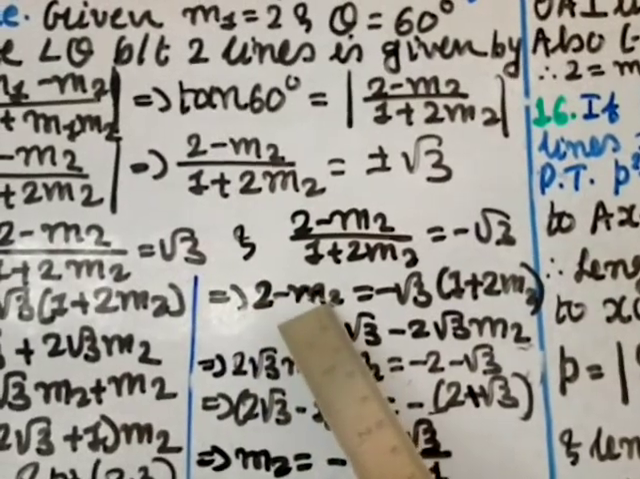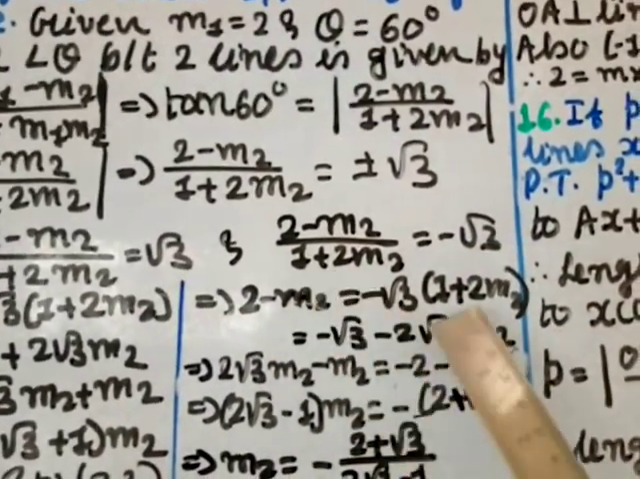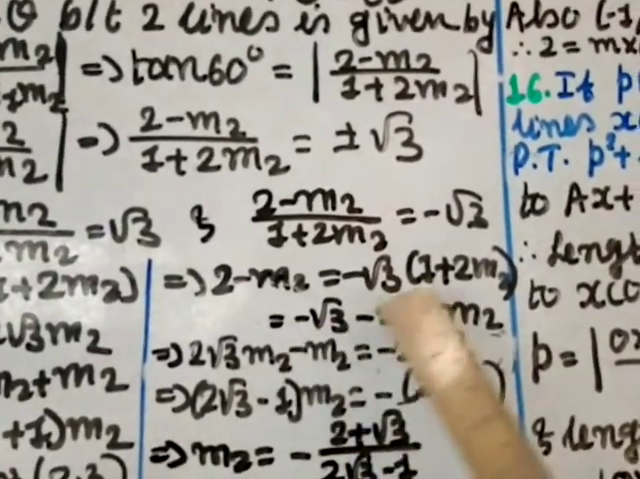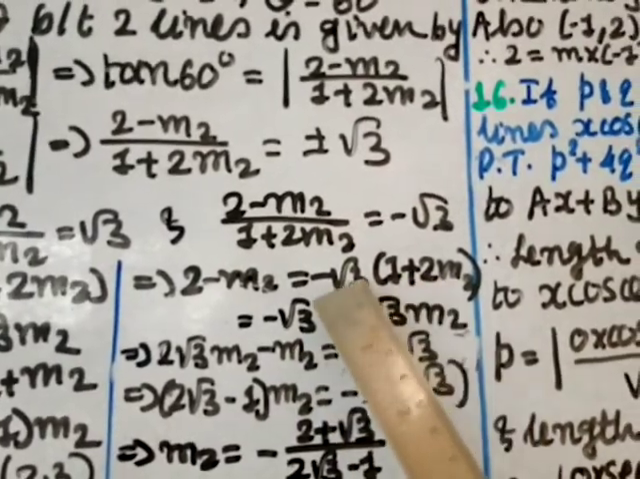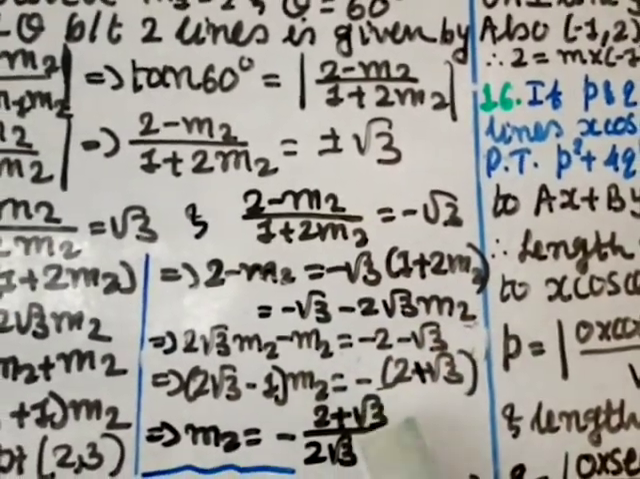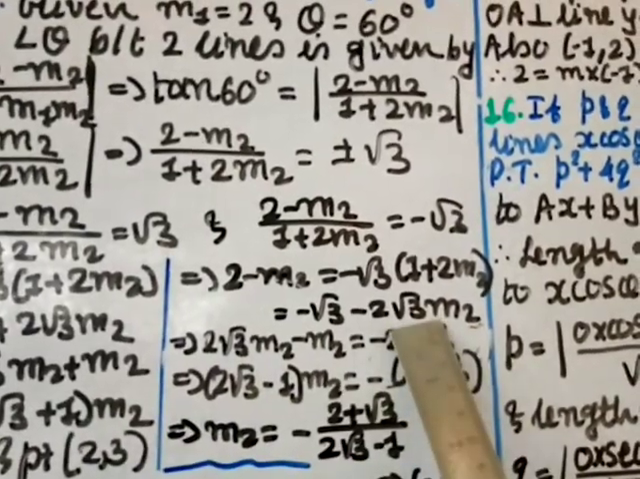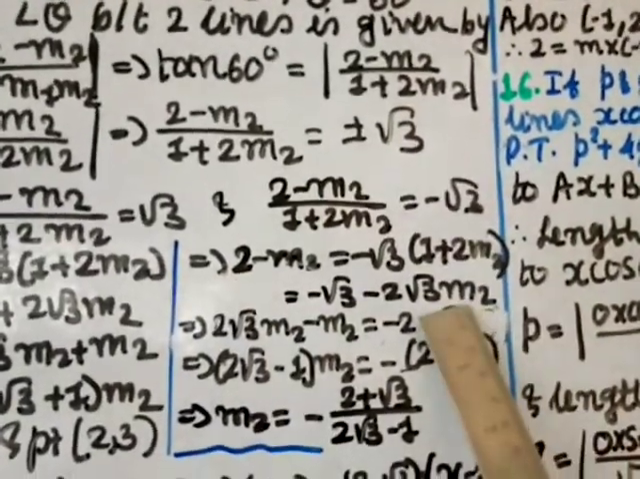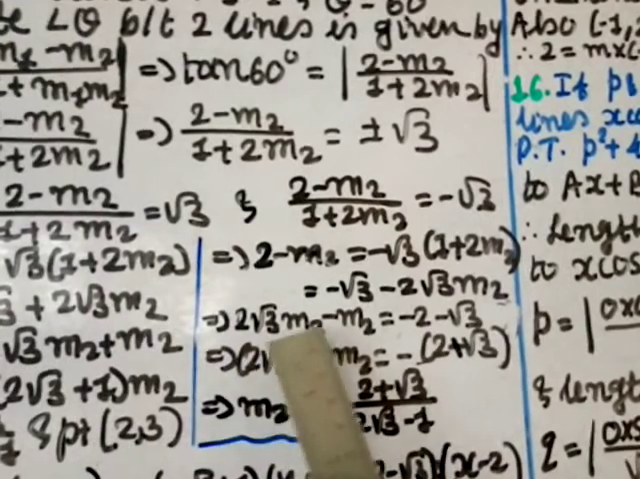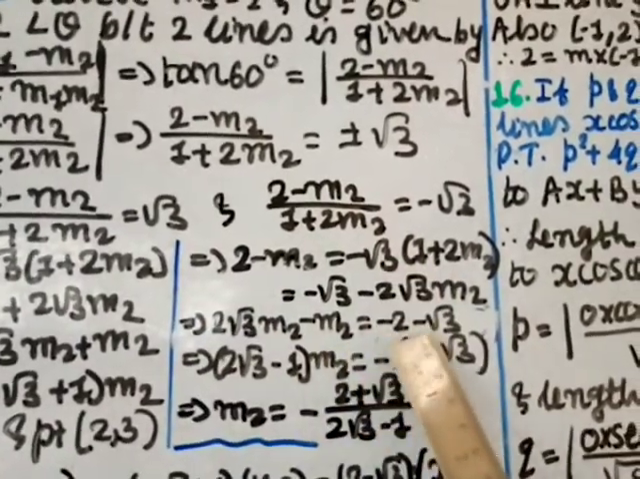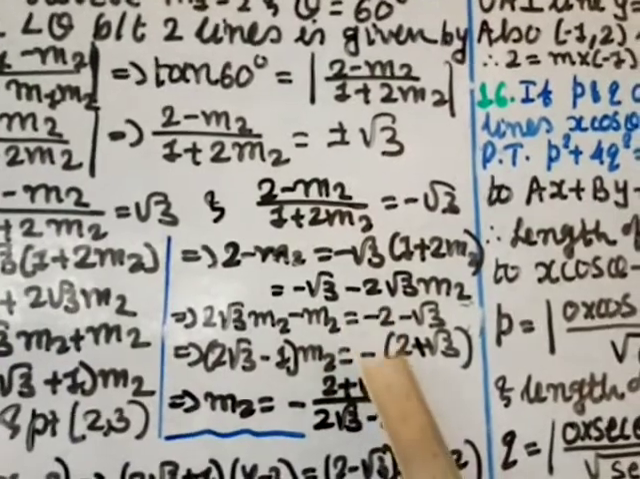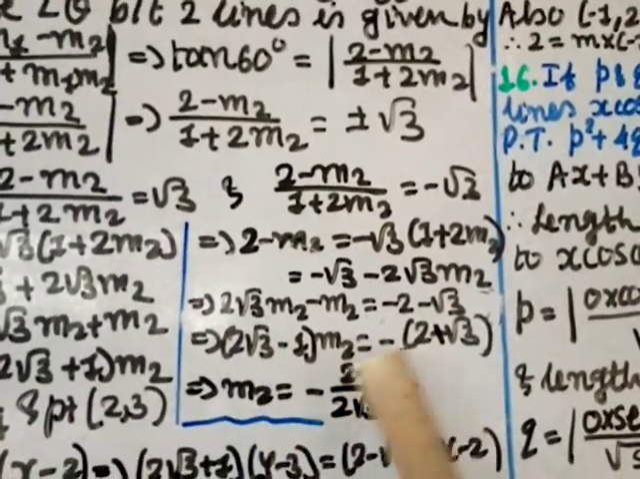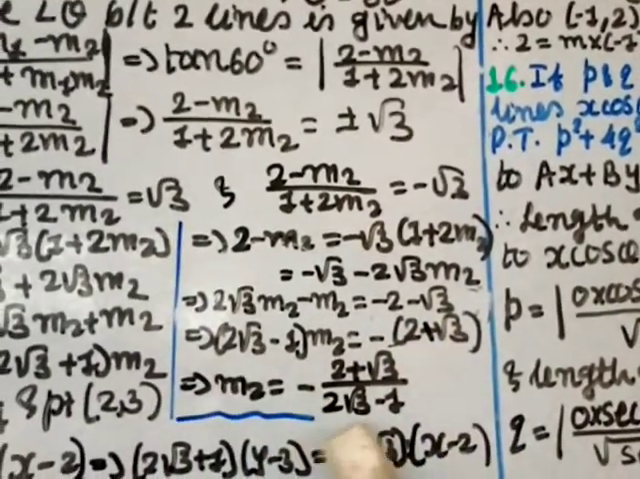So here 2 minus m2 equal to this, you transfer over here. So minus root 3, 1 plus 2 m2. Root 3 multiplied here, minus root 3 into 1 minus root 3, minus into minus gives plus, 2 root 3 m2. Okay, now here see, this one is negative and this one is negative. So this transfers over here and this positive term transfers over here. So I transfer this over here: 2 root 3 m2 minus m2, and this will transfer, so minus 2 minus root 3, and both are negative, so take minus common. So here 2 plus root 3. And from here m2 common, so 2 root 3 minus 1. So m2 value will be minus 2 plus root 3 divided by 2 root 3 minus 1.